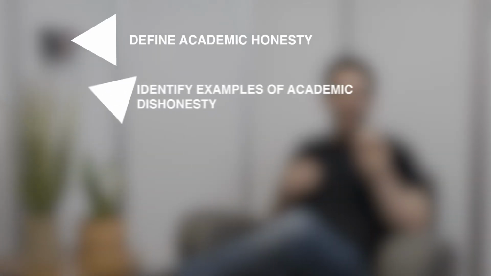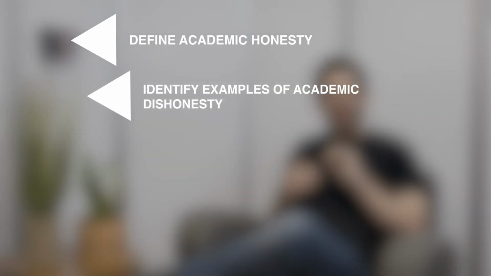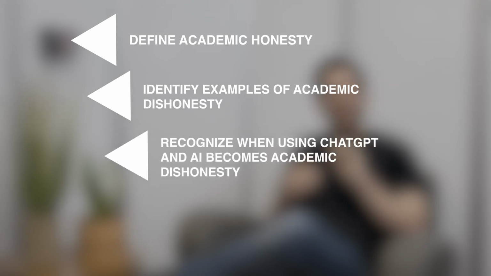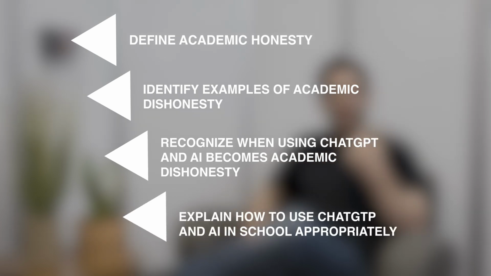By the end of this video, you will be able to define academic honesty, identify examples of academic dishonesty, recognize when using ChatGPT and AI becomes academic dishonesty, and explain how to use ChatGPT and AI in school appropriately.